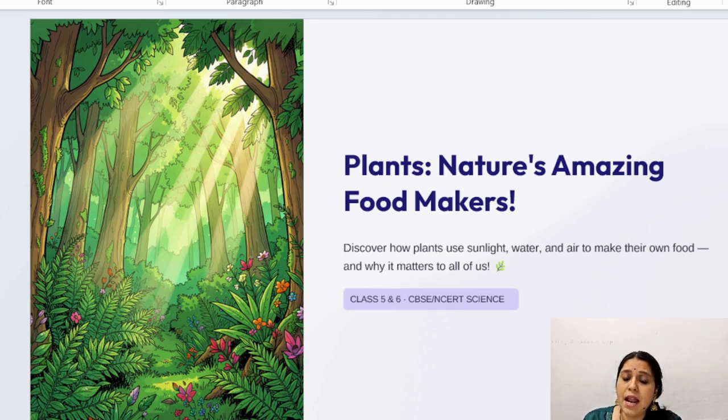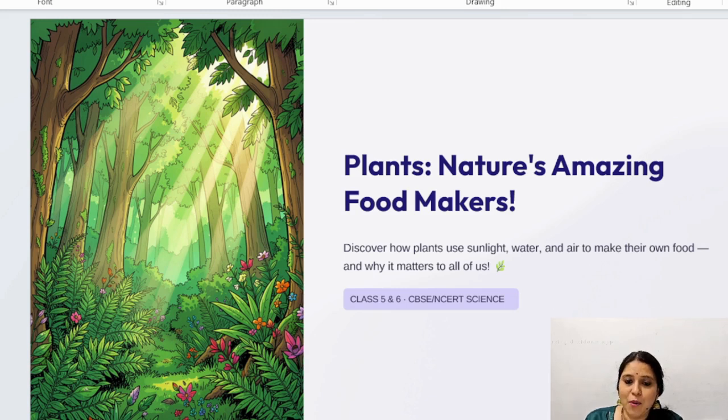And remember the humor we had in our class? Plants never order food online, but they make food on their own using a solar powered kitchen. What do you mean by solar powered kitchen? That means plants use sunlight to cook food.